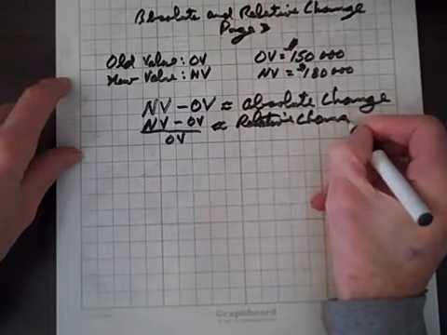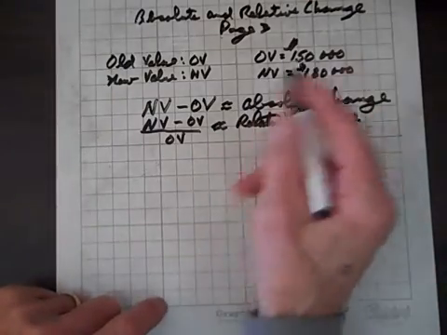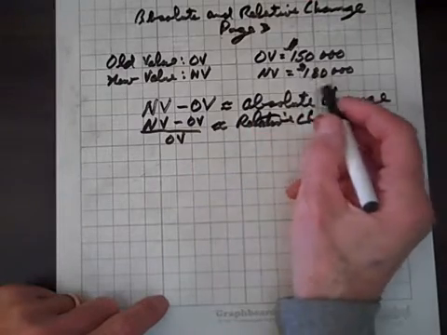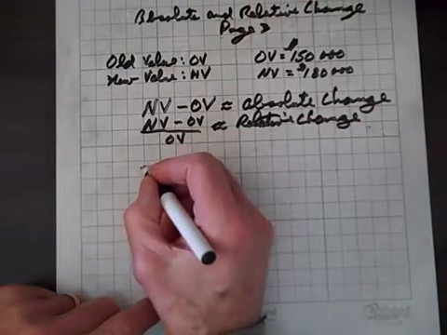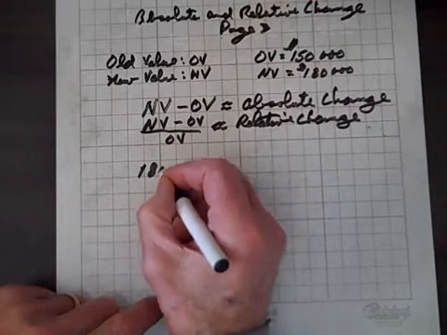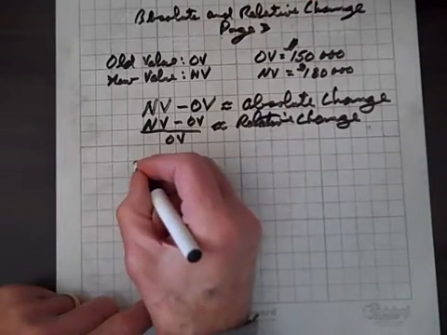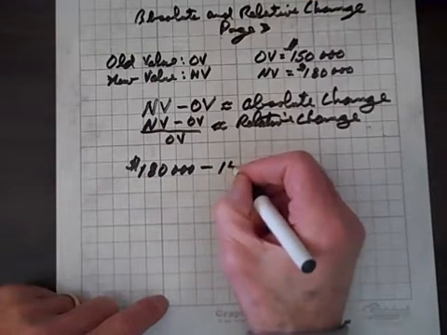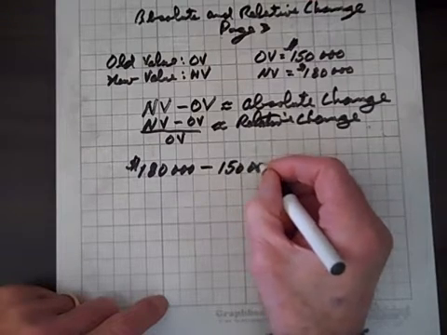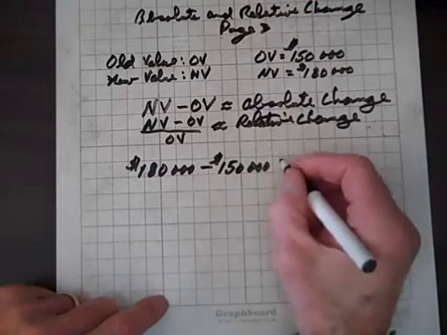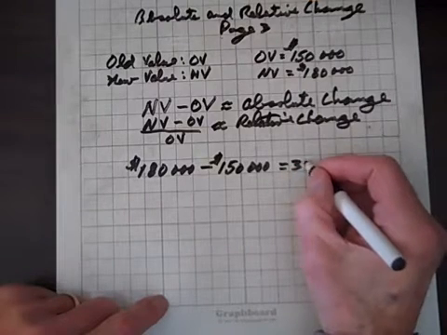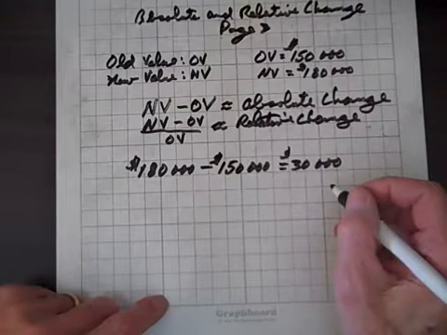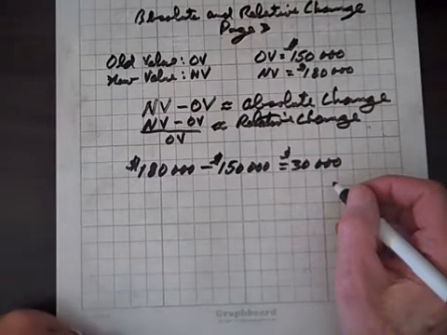So now, let's say we bought a house for $150,000 and sold it for $180,000. So the new value is $180,000, and from it we're going to subtract $150,000, our old value, and we get a difference of $30,000. And so that is the absolute change in the value of the house.